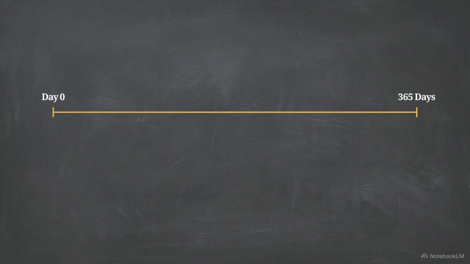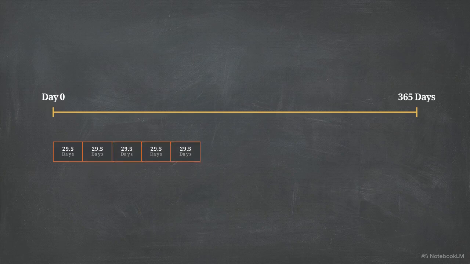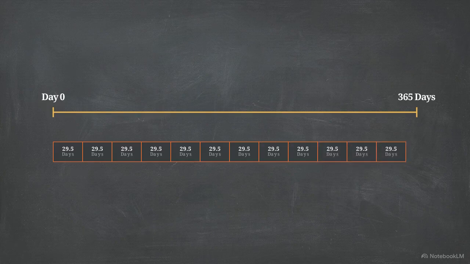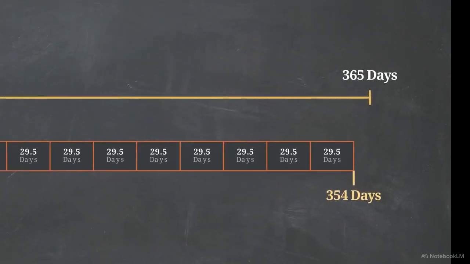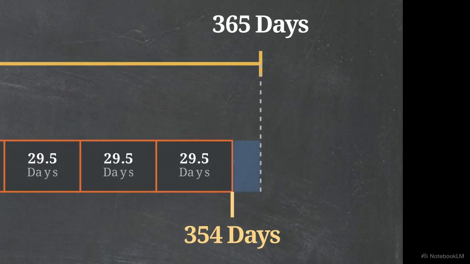If we stack 12 individual lunar cycles together, multiplying 12 by 29.5 days, we get a total of exactly 354 days. That gives us the precise length of a lunar year. Look at the gap at the end of the timeline. What is the exact difference between the 365-day solar year and the 354-day lunar year? The lunar cycle falls exactly 11 days short of the solar calendar every single year.